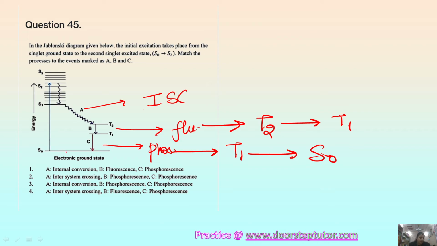So according to that, our correct answer is: A is intersystem crossing, B is fluorescence, and C is phosphorescence. So the fourth option is the correct option.